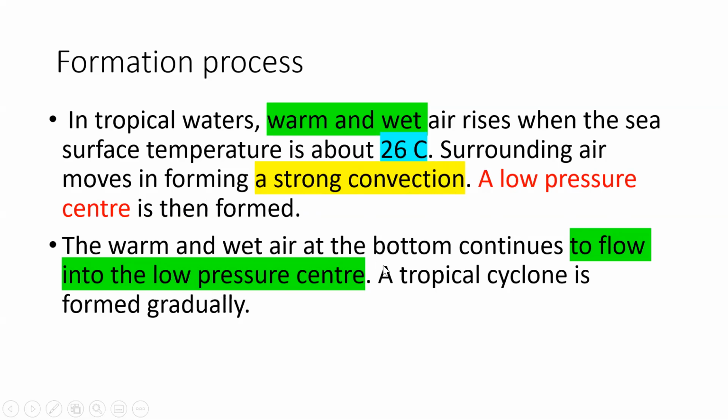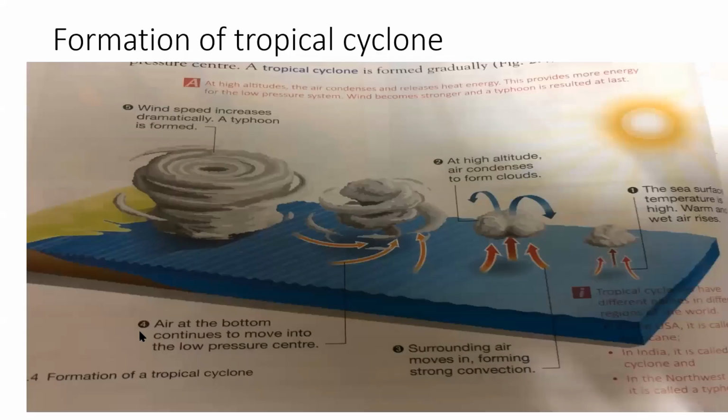The warm and wet air at the bottom continues to flow into the low pressure center. 一個低氣壓嘅中心吸引周圍嘅空氣。Okay, low pressure center draws the air from around the area. So a tropical cyclone is formed. Let's look at the graph here. Okay, now the first step, the sea surface temperature is high, above 26 degrees Celsius. The warm air rises.